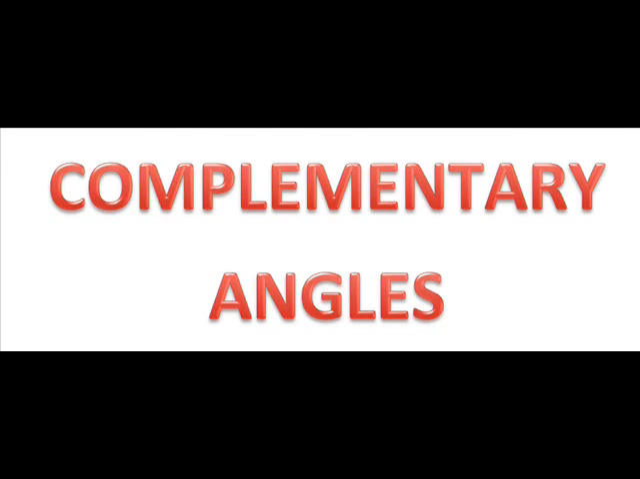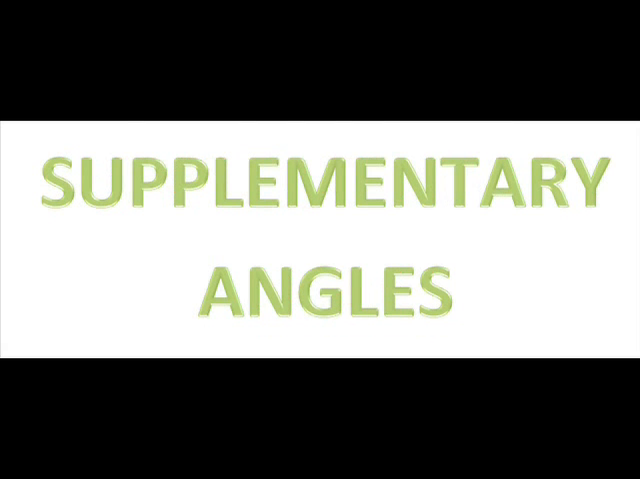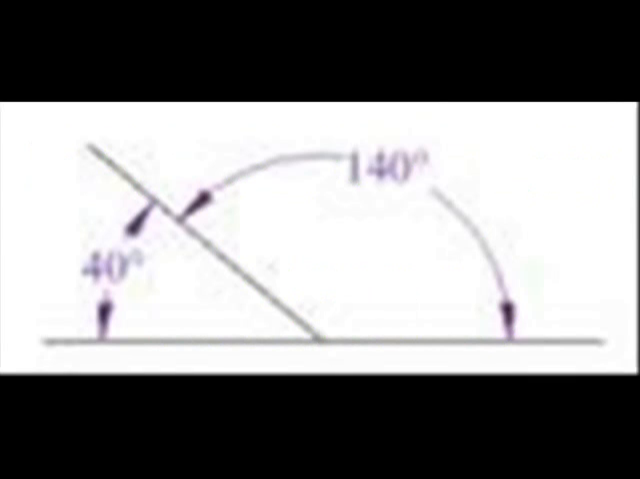You ask why these simple things that we see in everyday life are complementary angles, and the answer is simple. It's because these angles add up to 90 degrees. The next type of angle we are going to learn about are supplementary angles. Supplementary angles are angles that add up to 180 degrees.